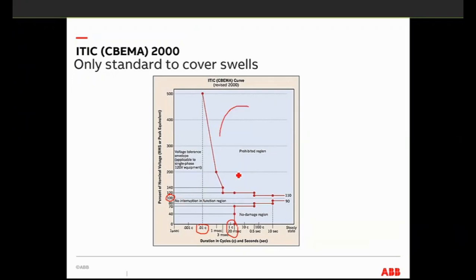So the region here that says prohibited region means that if the surge continues up to this level and there will be no correction, your component will either be destroyed or will trip off. Okay, so this is for the swell standard.